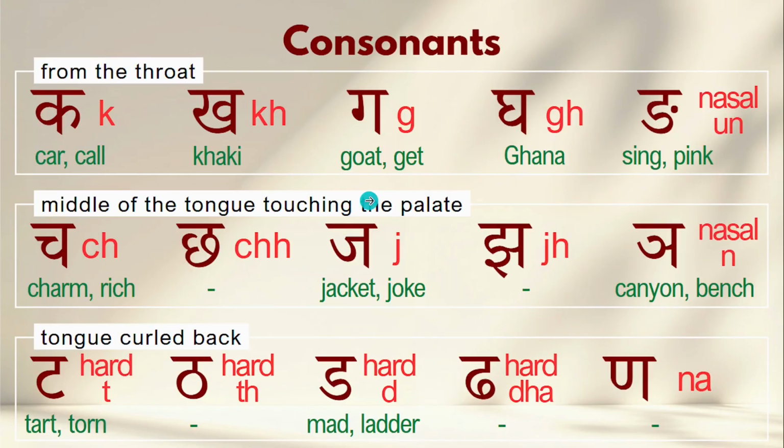Okay, so now we are at the consonants, all right? Now, these consonants are grouped in groups of 5 based on where the sound is coming from. So, like this, the first row: k, kh, g, gh, na. All of these originate from the throat. So, if you say k as in car and call.